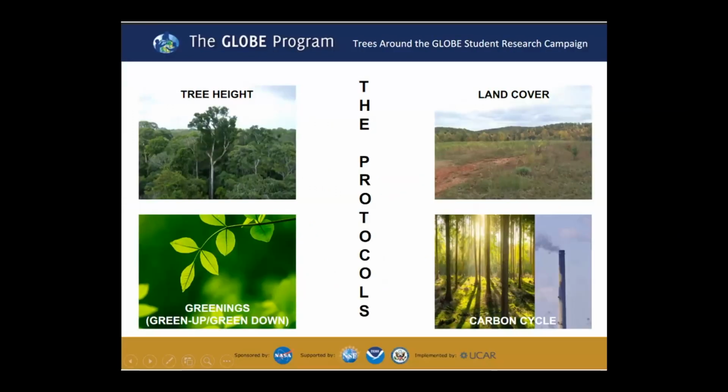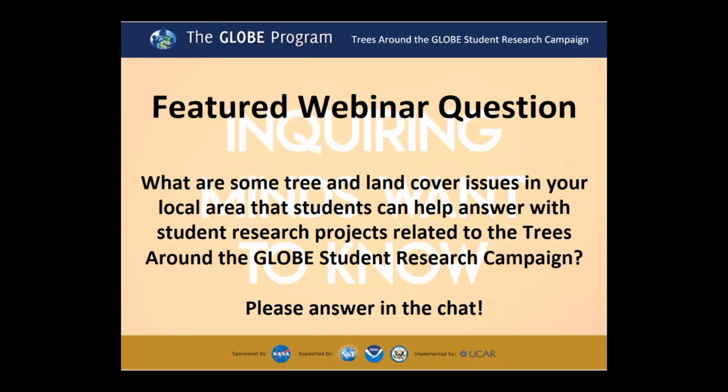So this campaign then brings up the idea of tree height, a little bit about the land cover, some carbon cycle elements, and this, they call it Greenings. And this was from a webinar that I attended just last week, where the NASA folks were all there talking about a lot of this.